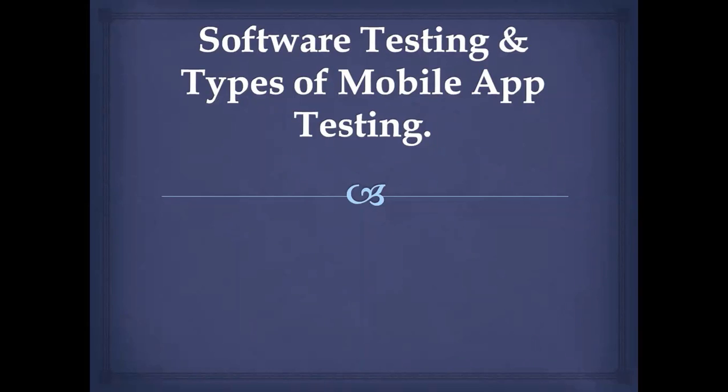Today we are here to have a brief discussion about software testing, what software testing basically is, and the different types of mobile application testing. Before coming to the different types of testing, we'll see what software testing is. Software testing is a process of finding errors or bugs in an application, so that the application reaches the end users efficiently.